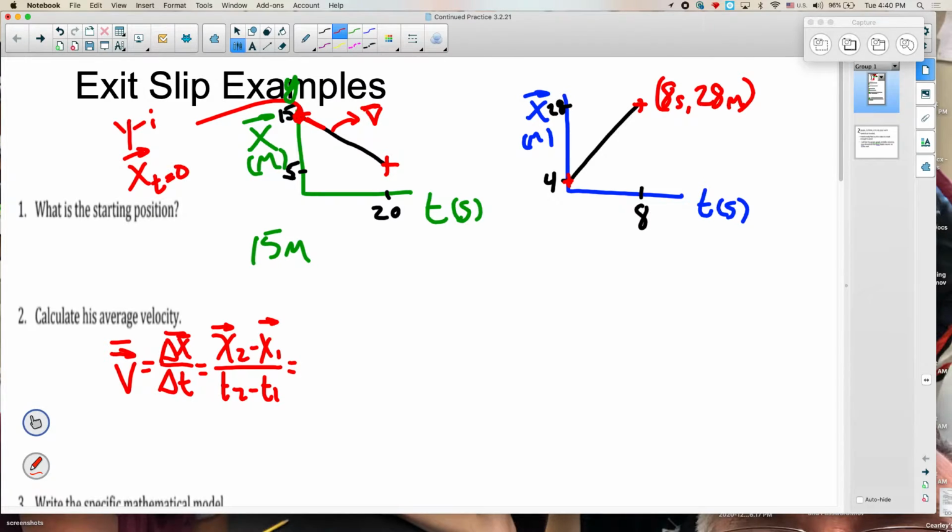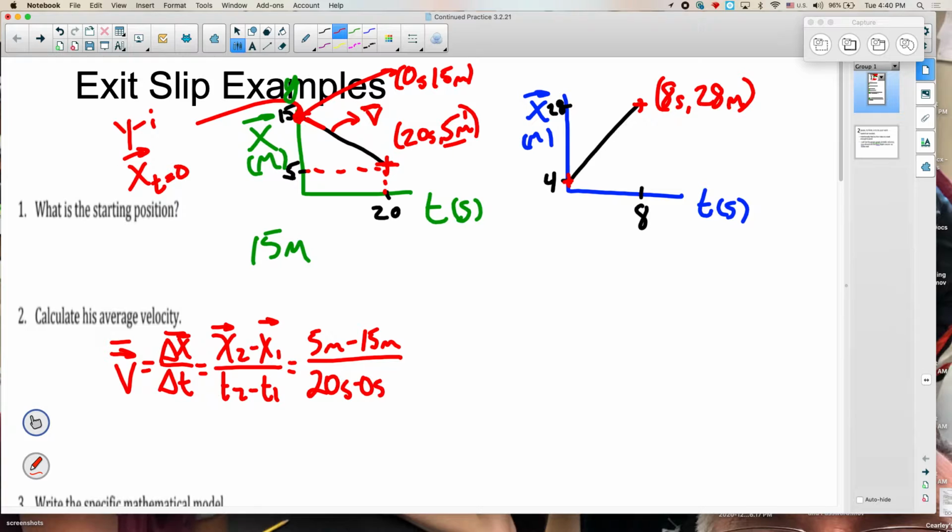Well, time 0 happened first, so our second position is going to be based on these coordinates: 20 seconds, comma, 5 meters. We get that from this point and this point. And at 0 seconds, our coordinates up here are 0 seconds, 15 meters. So obviously our second position is the 5 meter mark. So 5 meters is our final position. Our starting position was 15 meters. Our change in time was 20 seconds minus 0 seconds.